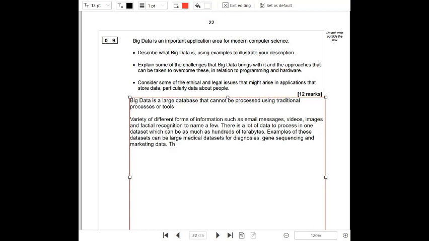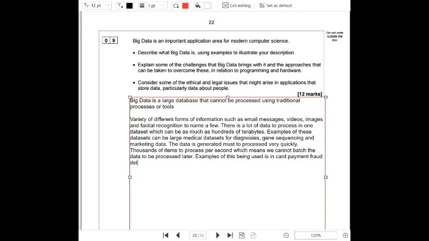And then I would also say the data is generated and must be processed very quickly. There's thousands of items to process per second, which means we cannot batch the data to be processed later. Examples of this being used is in card payment fraud detection. So that's one area. We've explained some of the characteristics that big data brings and the approaches that can be taken to overcome these.